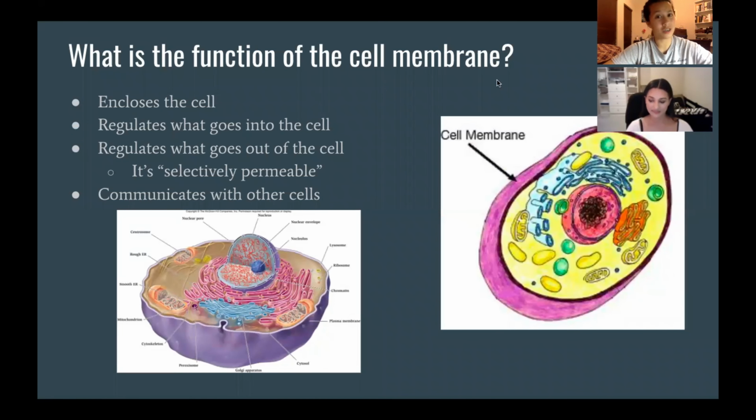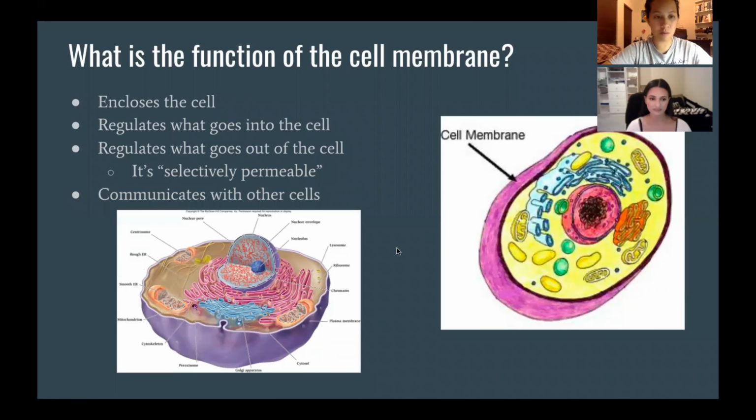So what is the function of the cell membrane? The cell membrane, first and foremost, encloses the cell, as you can see in this photo. It creates a different environment in the inside of the cell as opposed to the outside of the cell. A big thing that the cell membrane is focused on is regulating what goes into the cell and what goes out of the cell. The term that we want to pay attention to here is that the cell membrane is selectively permeable, meaning it selects what can go in and what can go out.